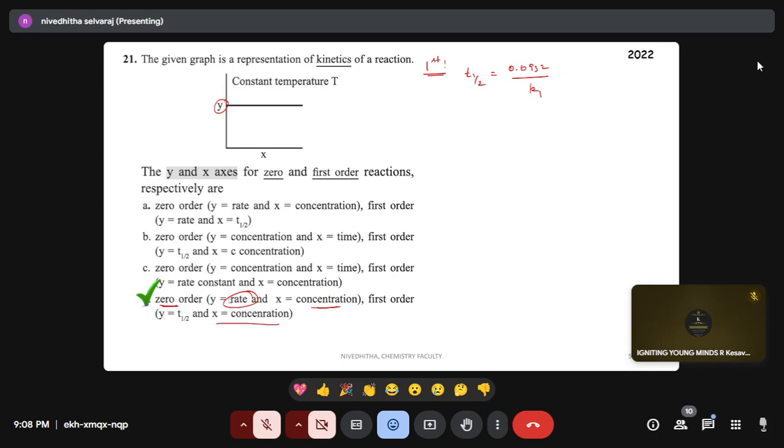Okay. I just want you to tell me the relationship between half-life period and initial concentration for zero order reaction. How is it related? Ma'am, by 2, half-life period.